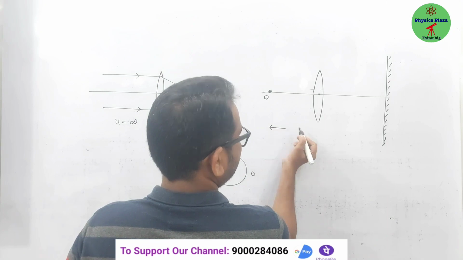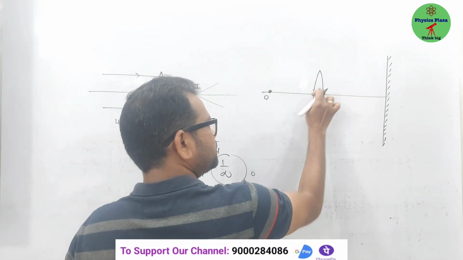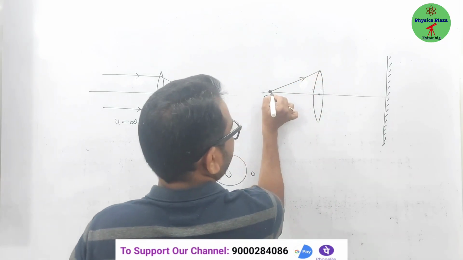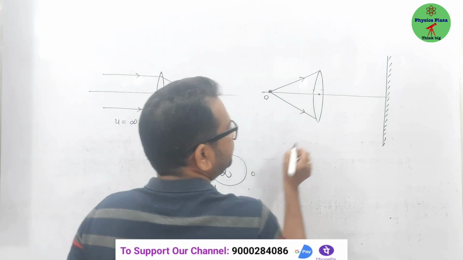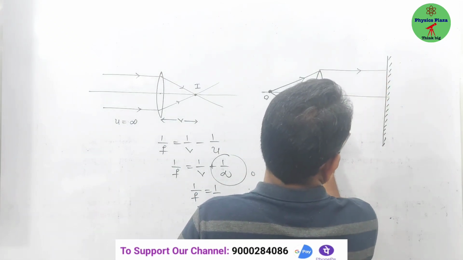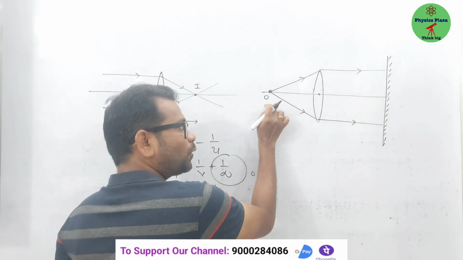So, a point object is placed. Whenever a point object is placed here such that the light rays are coming like this, and after refraction they go parallel to the principal axis, they are going parallel to the principal axis. And this point is called what, children?